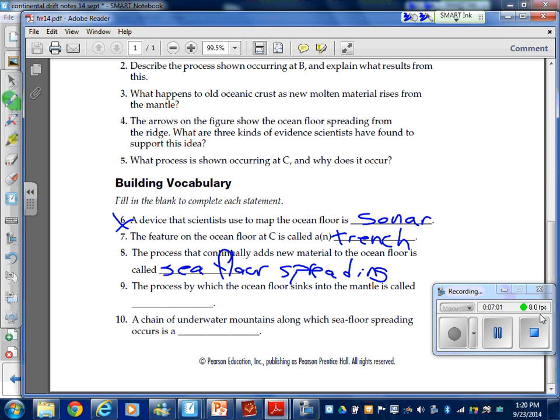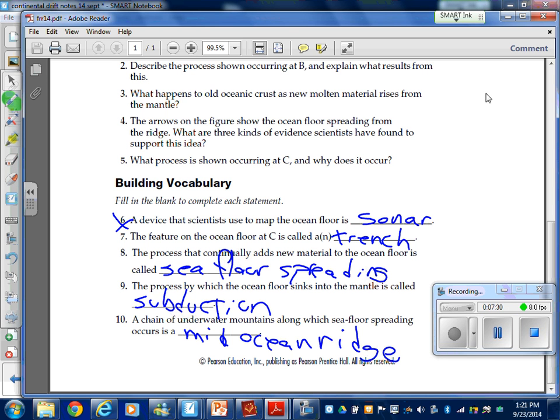The process by which the ocean floor sinks into the mantle is called subduction. And now, the chain of underwater mountains along which the seafloor spreading occurs is the mid-ocean ridge. So again, just a little more detail from last week, but that should make sense. Questions about any of this?